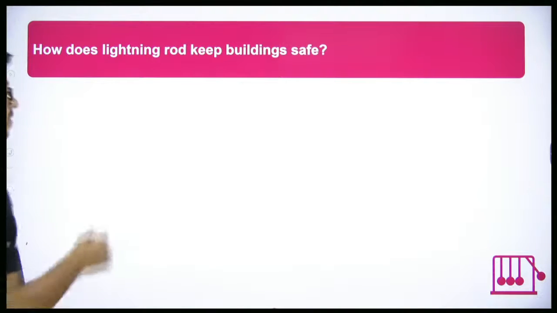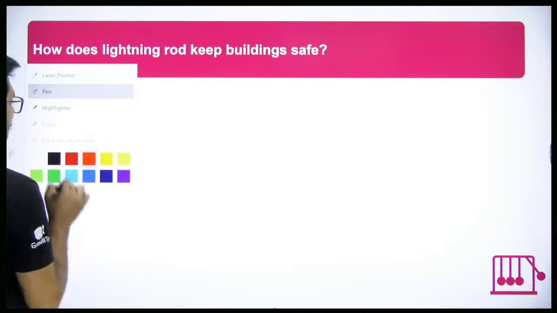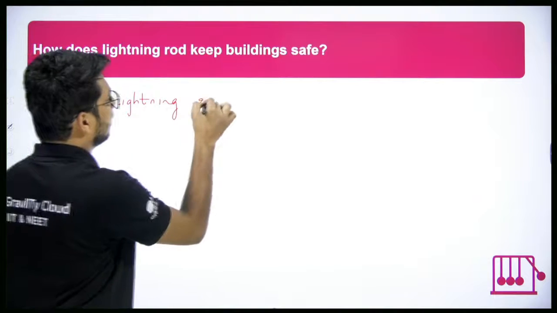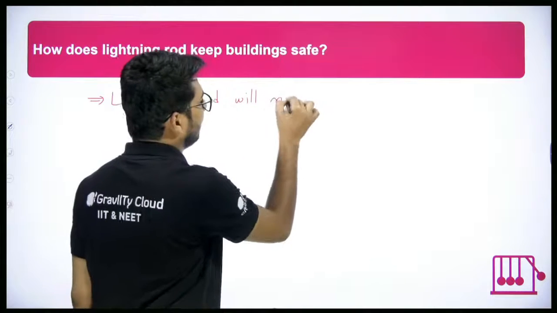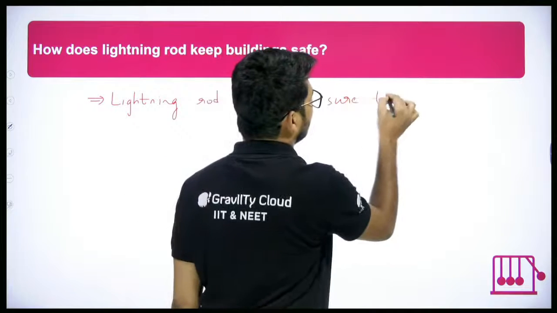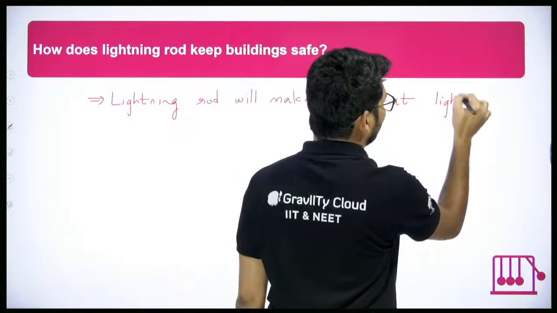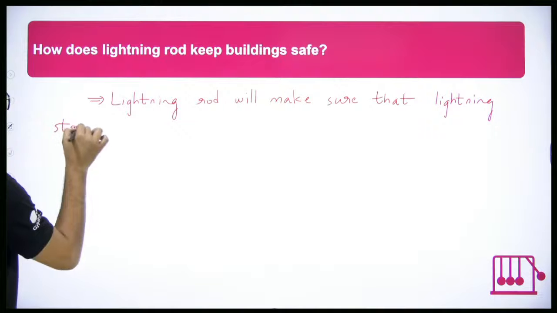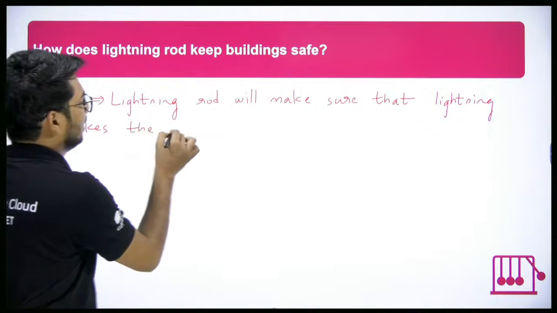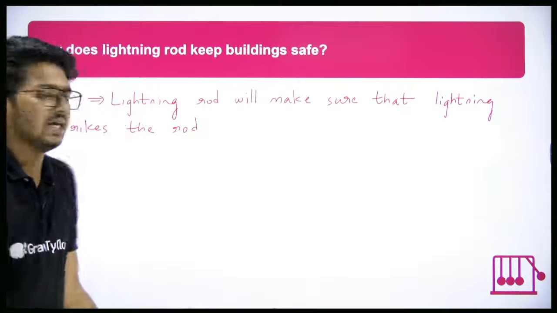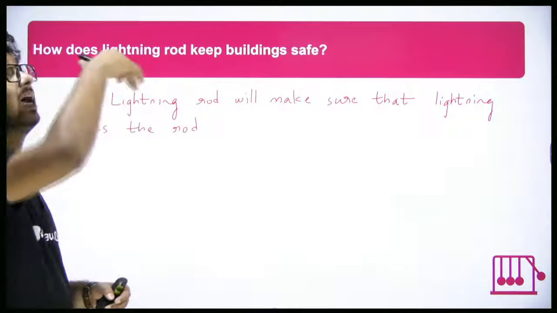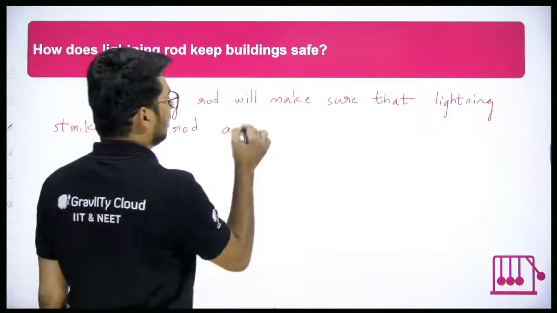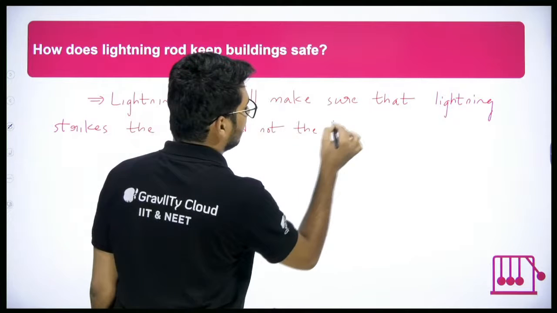Okay. So first of all, simple. The lightning rod will make sure that lightning strikes the rod and not the building. How is this possible? Because the lightning rod is a conductor and it is placed above the building. Its height is more than that of the building. Lightning strikes the rod and not the building.